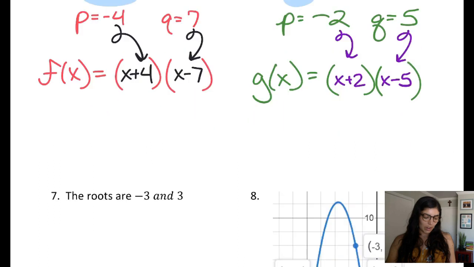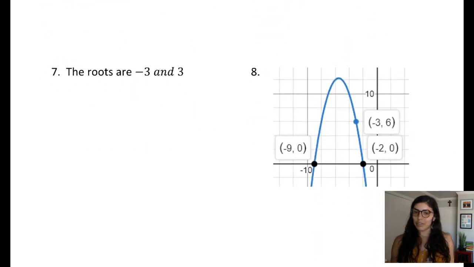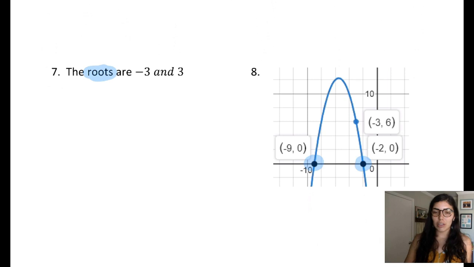Go to number 7 and number 8, which use different words and/or give you a graph. Okay, this one is asking you for the roots, and this one gave you x-intercepts. That's actually the same information because roots and x-intercepts are a part of my rocks words. So I want you to pause the video right now and try to write an equation for both number 7 and number 8.